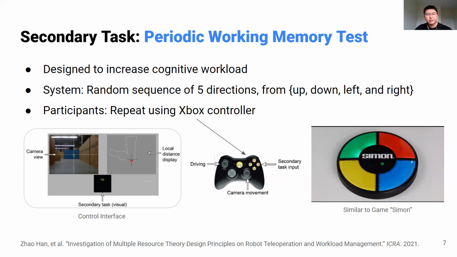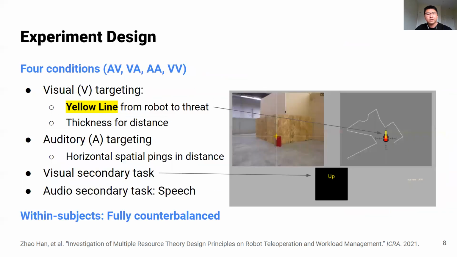Below is our controller interface. You can see a camera view on the left and a map view and a local distance display on the right to help participants find threats. The black box below shows each of the direction commands in the visual condition. So in our experiment, we have a total of 4 conditions, a combination of visual and audio conditions.